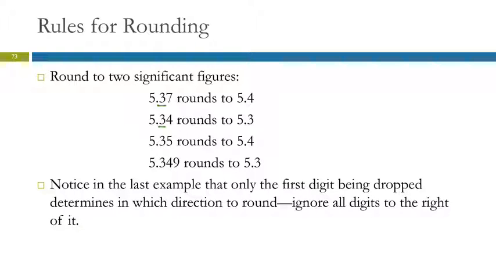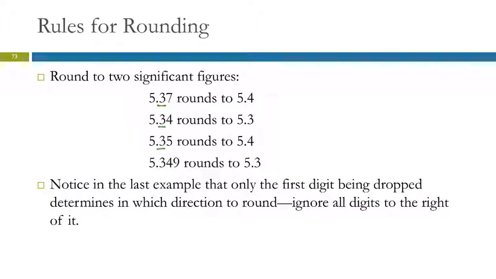Here we're also keeping the 3, but now the decider is less than 5. It's a 4, so it rounds down and is 5.4. 5.35, rounded to two significant figures. The 5 tells us to round up to 4, so it's 5.4.